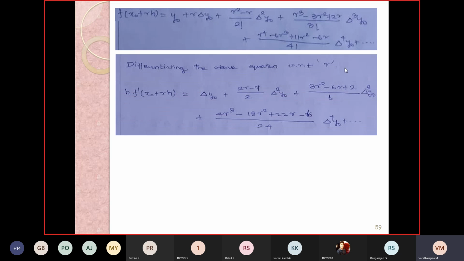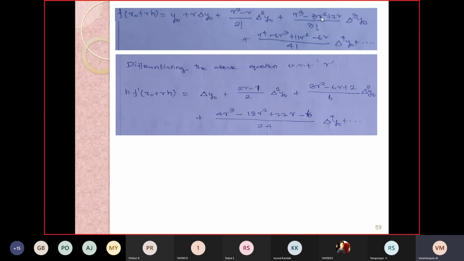And I am differentiating, that is, the first derivative of the above forward interpolation formula. Here we need to differentiate with respect to r, and here the term r is associated with h, therefore I am having h as a coefficient. h into f dash of x naught plus r into h is equal to: here y naught becomes 0, r into delta y, r becomes 1, therefore we will get delta y naught plus (2r minus 1) divided by 2, second difference of y naught plus here r cube becomes 3r square.